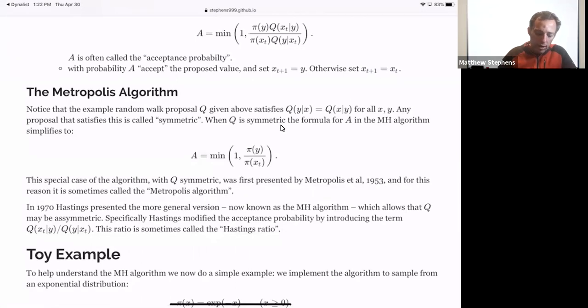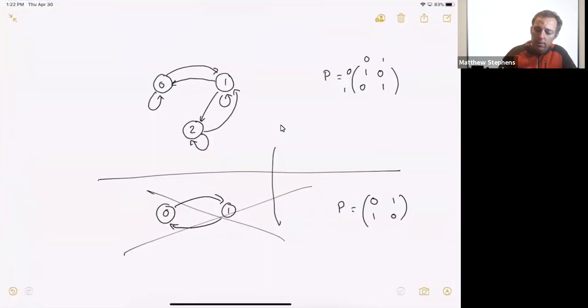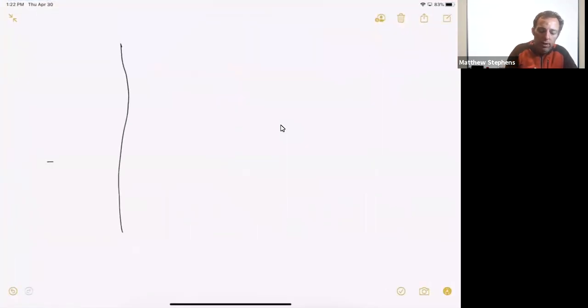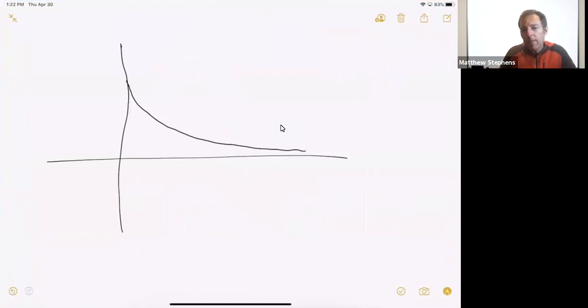So let's just look at why that might be sensible. Okay, this is an exponential distribution that we're trying to sample from. So what does it mean for the Markov chain to have this as its stationary distribution? It means that in the long term, the proportion of time it spends in any given location here is equal to the area under the curve, right? So this is meant to be an exponential. Let's just say e to the minus x. This is x. So that integrates to 1.